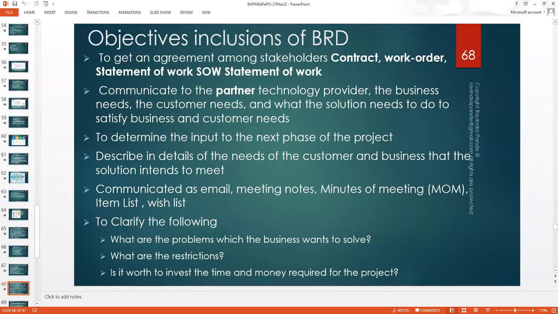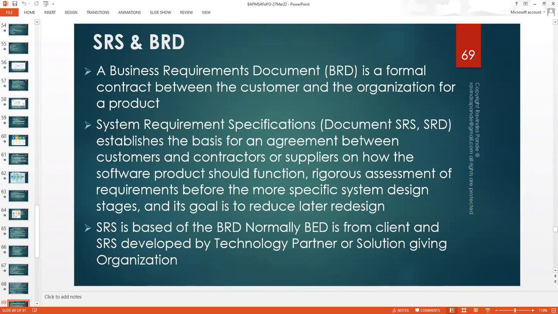Let's take a step further. Let's try to understand. Now, there might be a question: how do you differentiate SRS and BRD? Nowadays, they don't ask this question because the line is really blurred. But BRD is normally supplied by a client most of the time. SRS is built by the technical partner. So BRD is supplied by the stakeholder. SRS is made by a technical partner like Infosys. BRD is given by State Farm of the world.